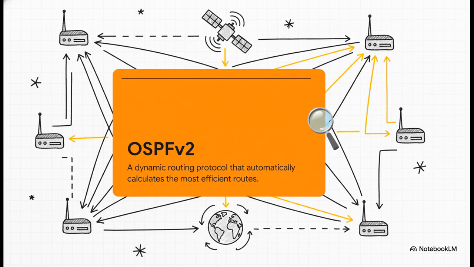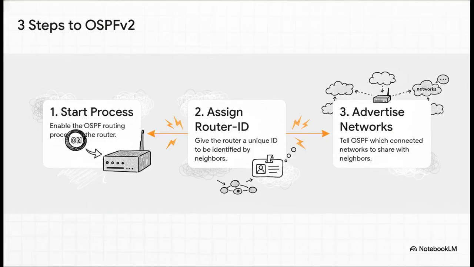The easiest way to think of OSPF is like a super smart GPS for your network. All the routers running OSPF talk to each other, they share maps of the networks they know, and then they all work together to calculate the most efficient path for data to travel. And again, it's a simple, logical process. First, we kick off the OSPF process on the router. Second, we give the router a unique name, an ID, so its neighbors can identify it. And third, we tell it which of its connected networks it should start advertising to those neighbors.